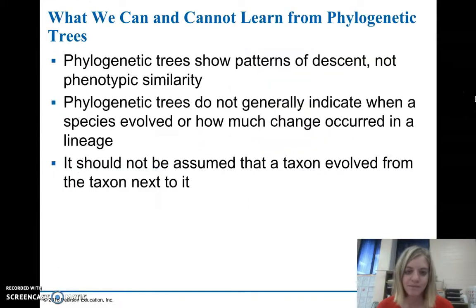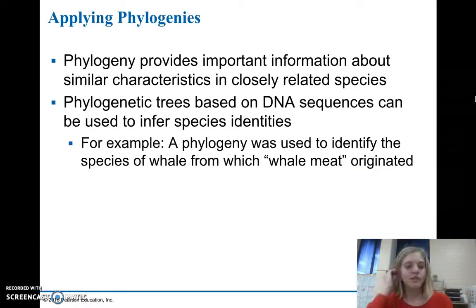The reason why we care about phylogenies is because they provide information for us about how species are similarly grouped and how that similarity might reflect that they are closely related. And we can also use DNA sequences to infer the identities of particular species.